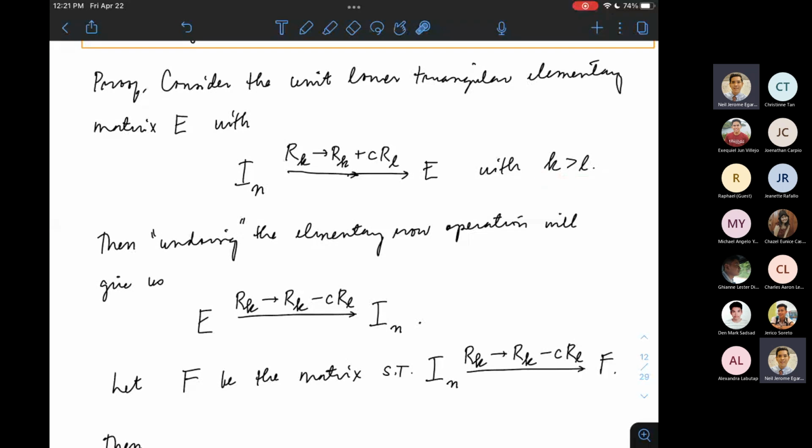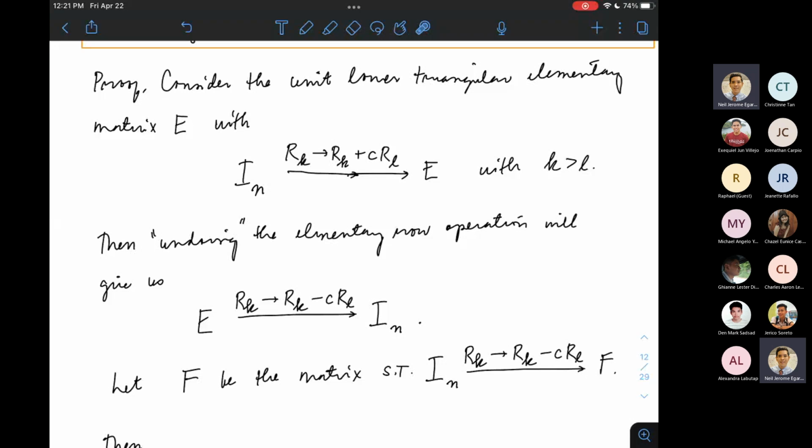Tapos si K ay greater than L. Kailangan ko to kasi ang usapan natin na unit lower triangular elementary matrix E. Okay? Tapos, di ba, ang gusto nating makita ay may inverse ba si E? Alright? So, meaning, we want to find a matrix E inverse such that E times E inverse is equal to the identity matrix. Alright? So, paano ka makakabalik sa identity matrix? So, this action is represented by E. Alright? To get E inverse, we will simply undo what this elementary operation did in the previous step. Kailangan ka lang makabalik sa identity matrix.